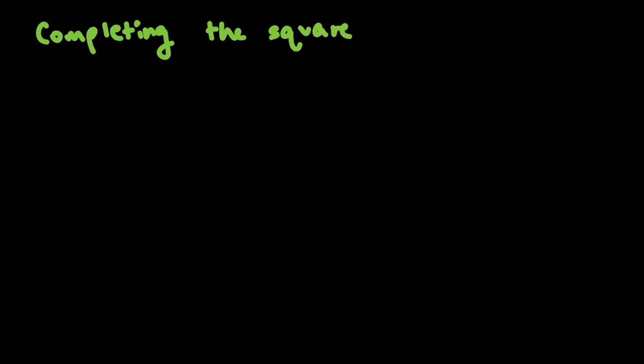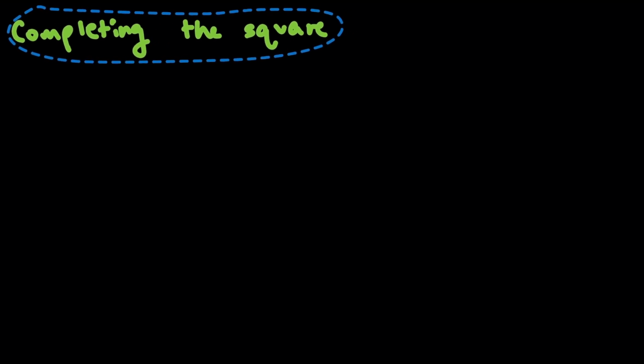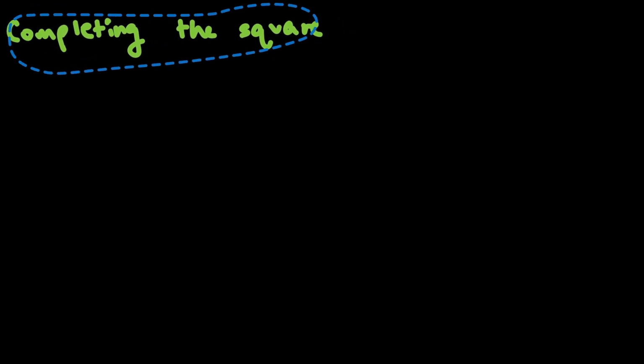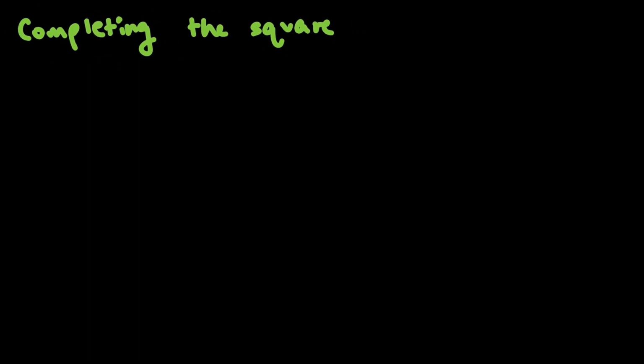This next method we're going to look at is a little bit more tricky. It's called completing the square. Completing the square is only used if you cannot use splitting the middle term. This would be an option I would consider after splitting the middle term. Let's say I take an example, y equals x squared plus 4x plus 3. Or in fact, plus 2.